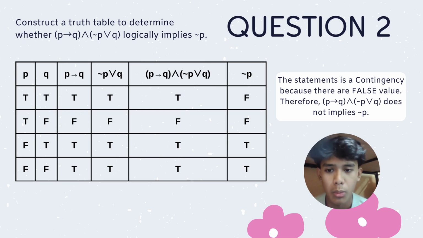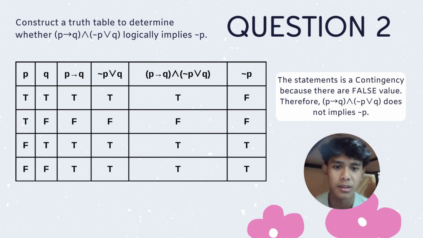And for the third row, where P is false, so negation P will be true, and the truth value for the statement (P implies Q) and (negation P or Q) is true. True implies true, the conclusion will be true. And for the last row, P is a false value, so negation P will be true. The value for the statement (P implies Q) and (negation P or Q) is true, true implies true, so the conclusion will also be true.